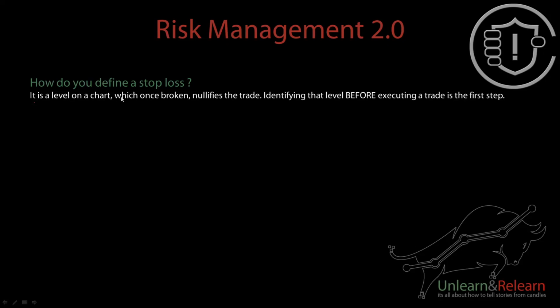It's a level on the chart which once broken, it nullifies the trade. Identifying that before executing a trade is the first step. This means that whenever you're trying to take a trade, you're making sure that you know where your stop loss is going to be. You're already identifying your stop loss first. The first step before you take a trade is to identify where you're going to place your stop loss.